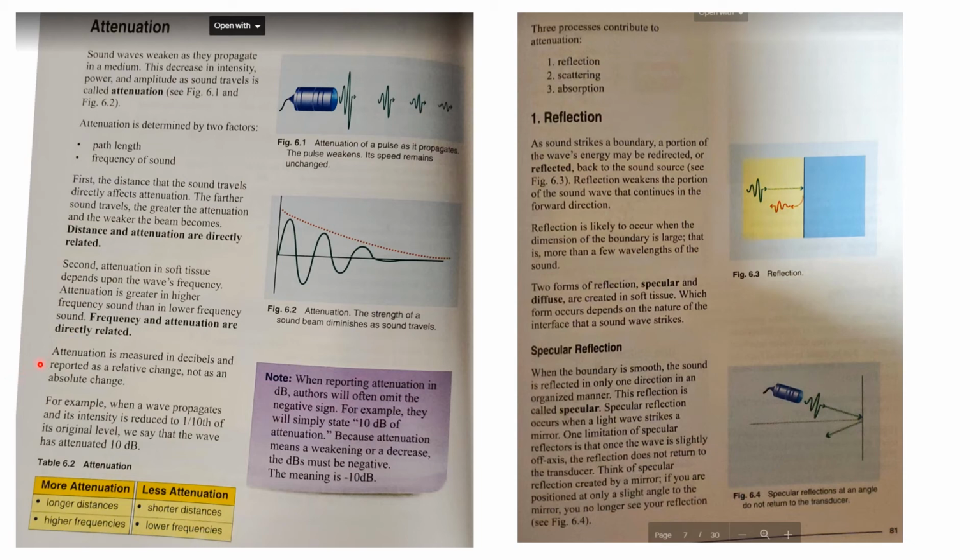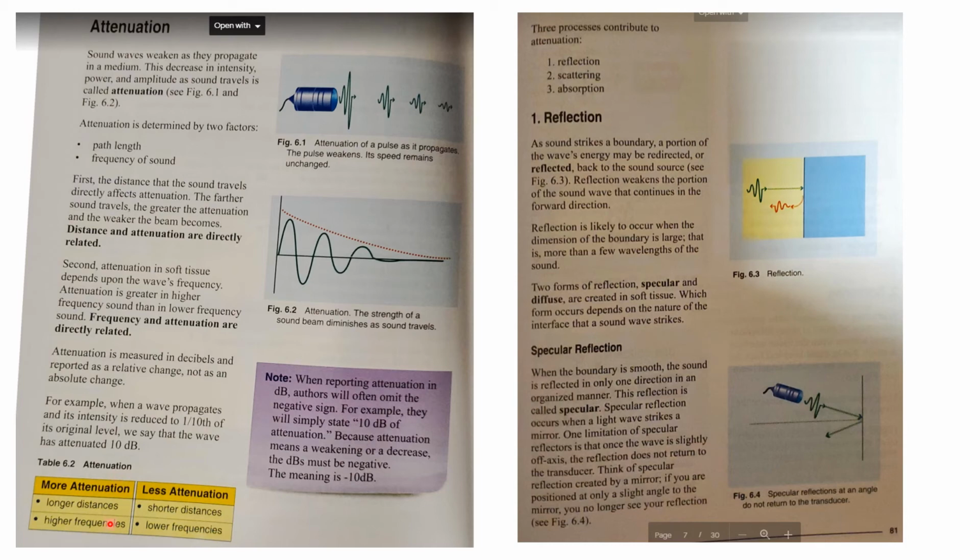Attenuation is measured in decibels and is reported as a relative change, not as an absolute change. For example, when a wave propagates and its intensity is reduced to 1/10 its original level, we say the wave has been attenuated 10 dB. Now we could have said minus 10 dB, but we already said attenuated, so that word is there already, so that's why it is.